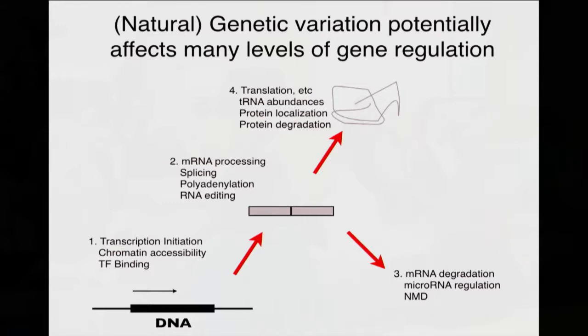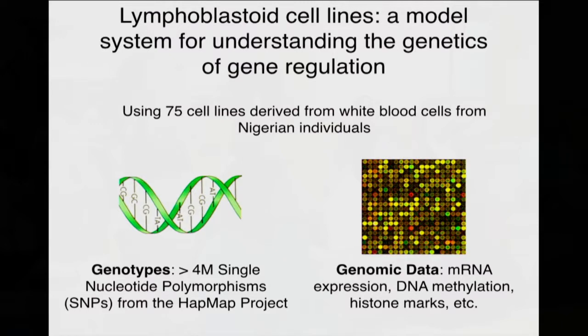And so the experiment I'm going to tell you about is based on these lymphoblastoid cell lines, which you probably heard about yesterday, which I think of as a model system for understanding the genetics of gene regulation. And so I'm going to be telling you about 75 cell lines derived from white blood cells from Nigerian individuals. These are lymphoblastoid cell lines, so related to B cells. And at the time, we had 4 million single nucleotide polymorphisms, so these are genetic variants that exist in these 75 cell lines. And we want to look at genomic data, so mRNA expression, DNA methylation, histone marks, et cetera.